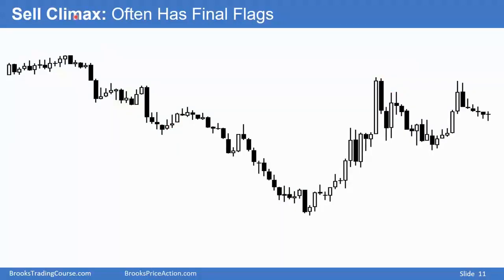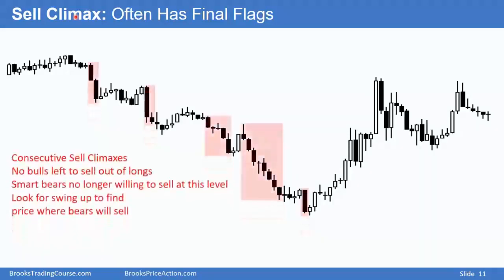Sell climaxes also often have final flags, and sometimes the final flags are small. A pair of bear bars, small sell climax. You can call this maybe a 5-bar sell climax. A bear trend lasting about 8 bars, sell climax. And then a sell climax here as well. We have a small double top bear flag. This bar and that bar, a low 2 short, low 1, low 2.